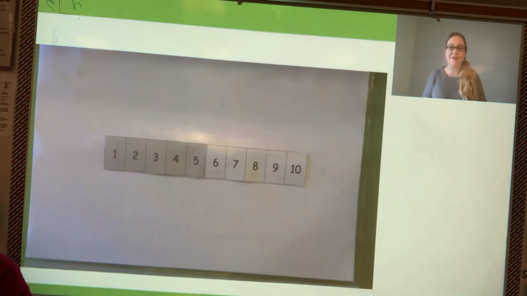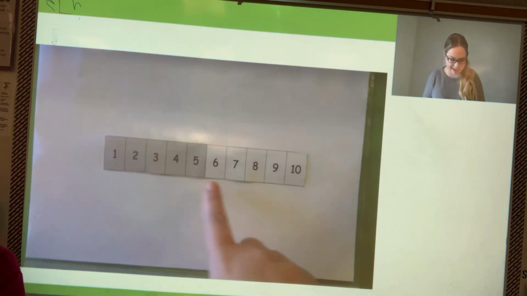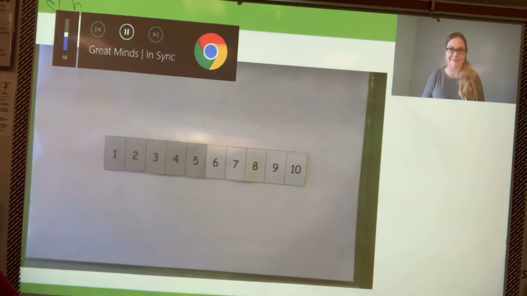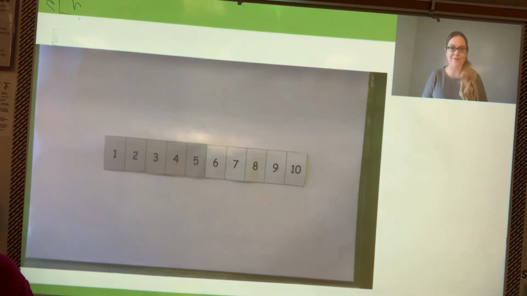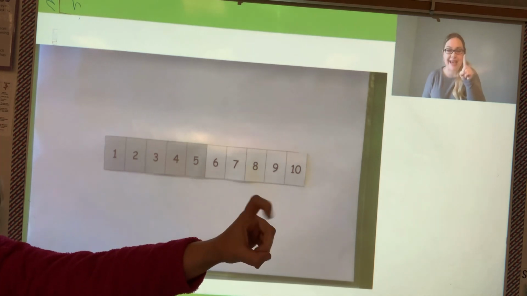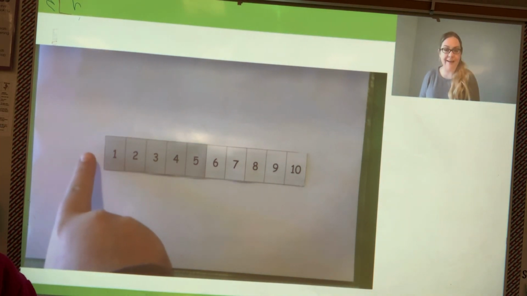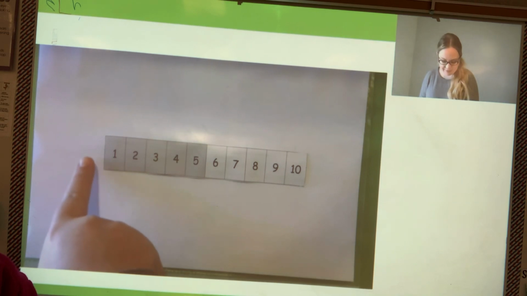Today we are going to be using a number path to help us as we write number sentences. So go ahead and lay your number path down in front of you. And to help us count and move along our number path, we are going to be using our pointer finger. So take your finger and place it right before the number 1 on your number path.